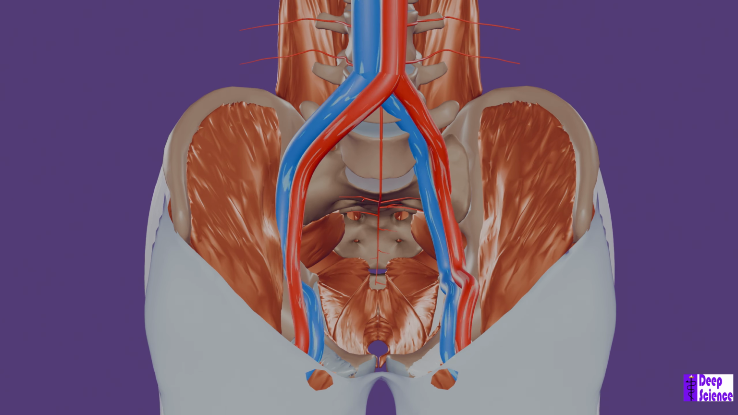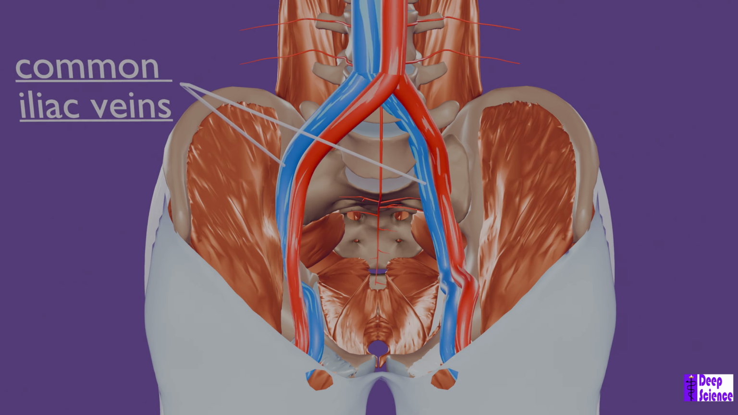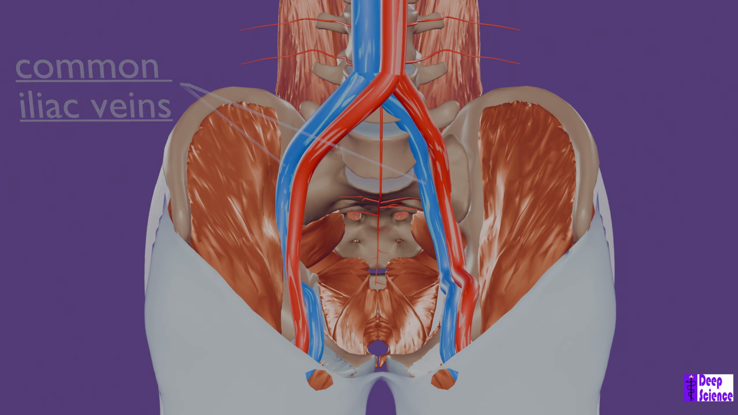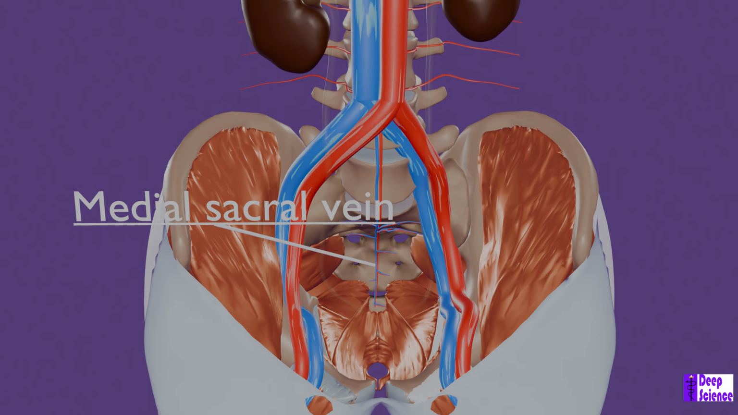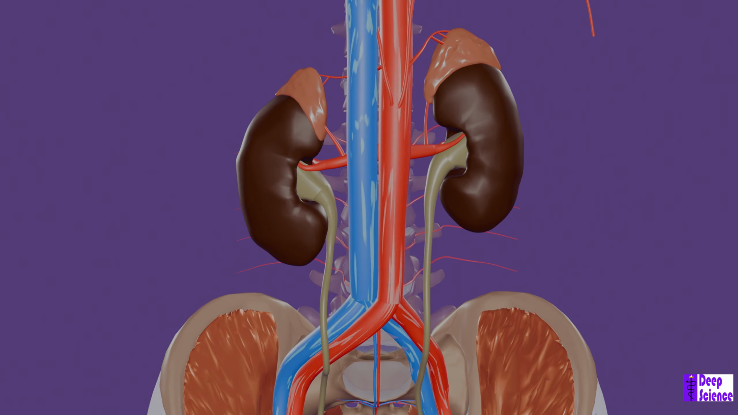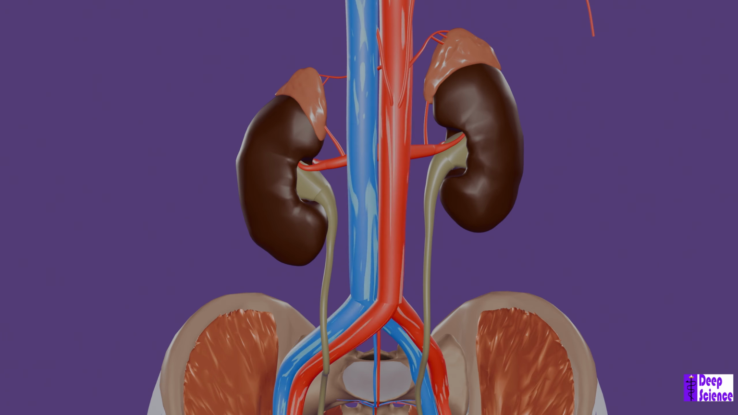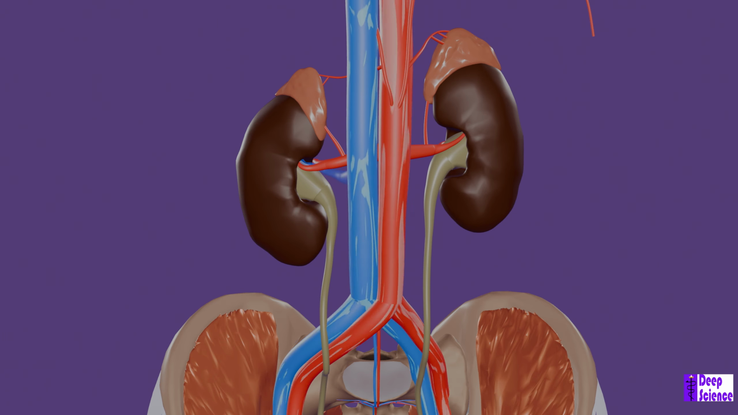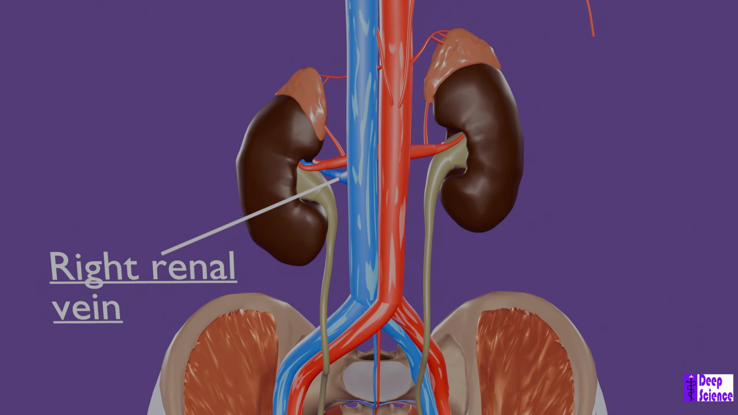Blood from the pelvis and lower limbs enters the vena cava through the common iliac veins. Sacrum and coccyx are drained by the medial sacral vein, which empties into the left common iliac vein. Kidneys and suprarenal glands drain through renal veins. But first, the right kidney is drained by the right renal vein.